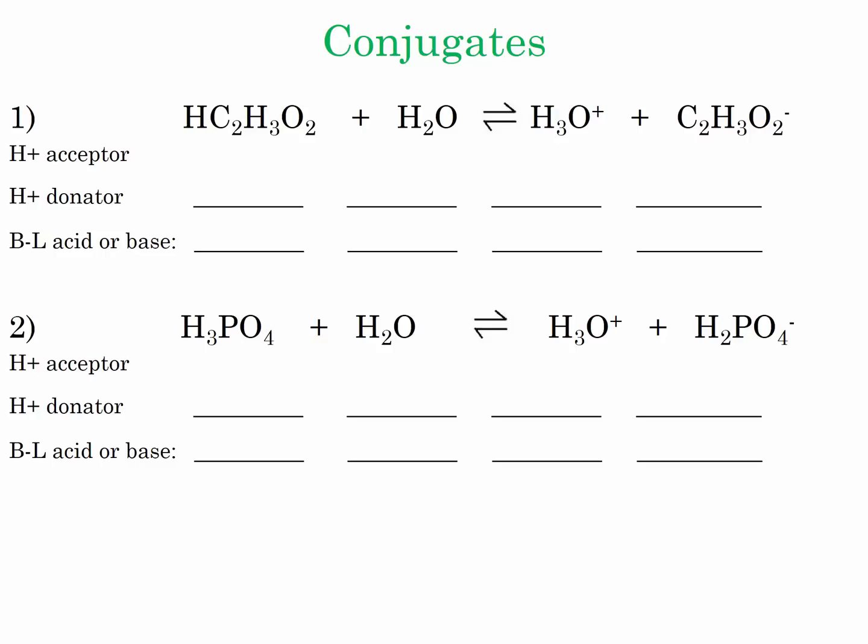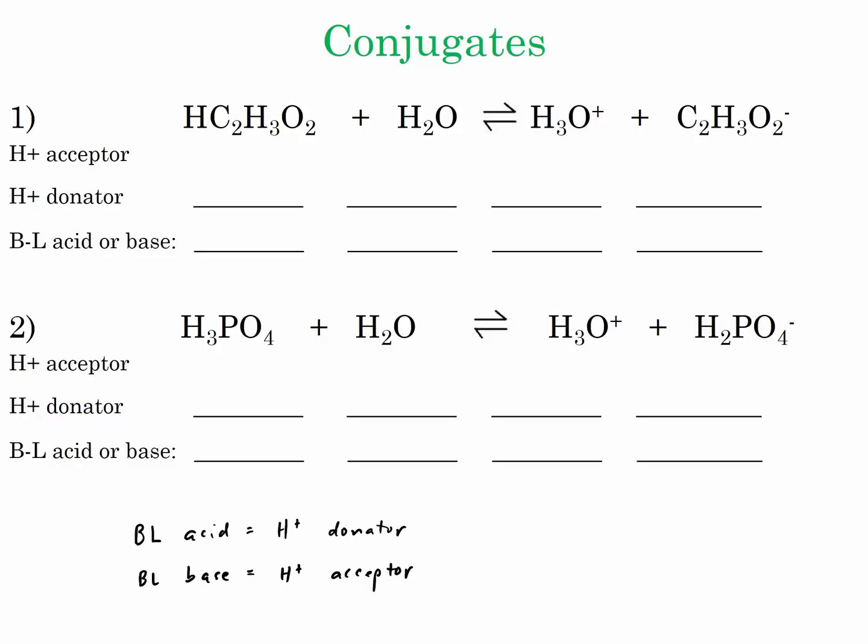A Bronsted-Lowry acid is a proton donator. I'll just abbreviate that as BL. So a Bronsted-Lowry acid is a proton, I'll just write H plus for proton, donator. And a Bronsted-Lowry base is a proton acceptor.